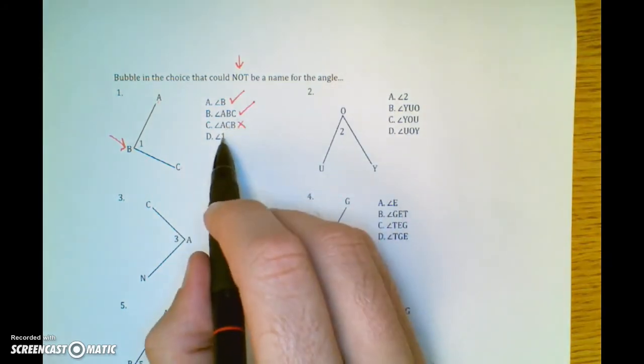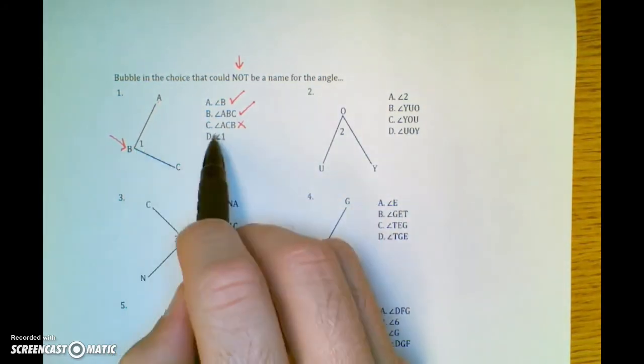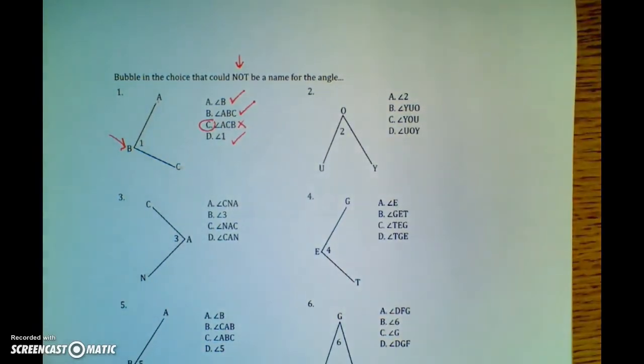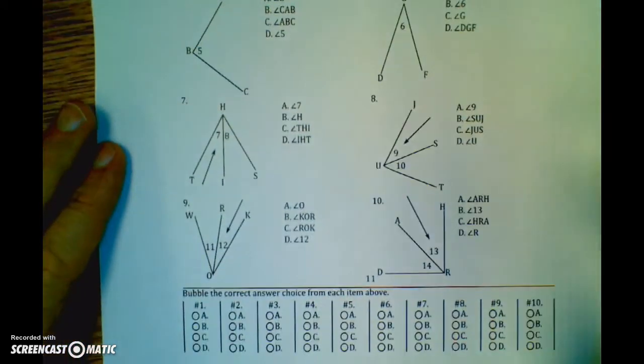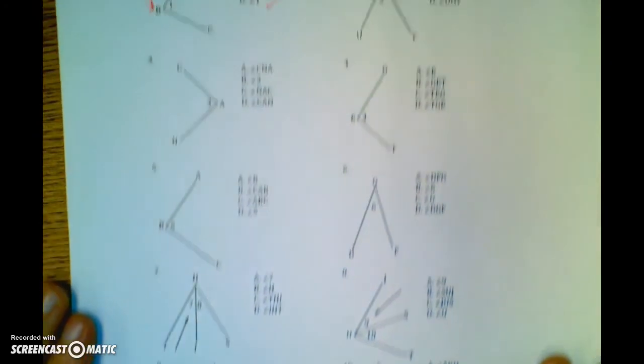And we can check the last one, angle 1, that works. There's a 1 on the inside of this angle, so that's how I can name it. So the correct answer is C. On the bottom, you can bubble your answers as you're working. So number 1 was C. Number 2.